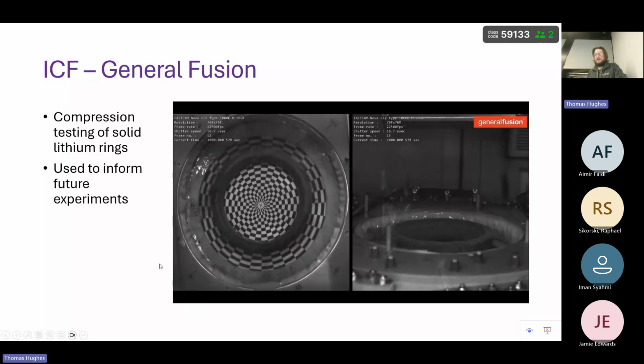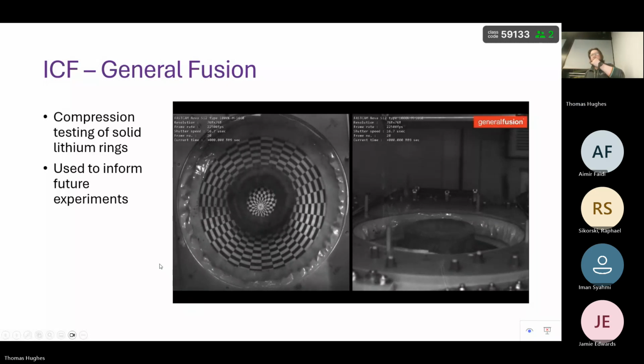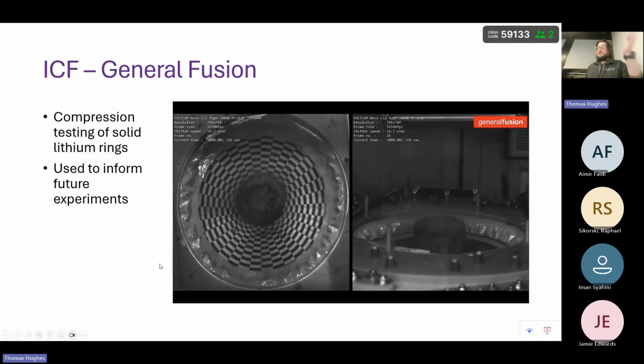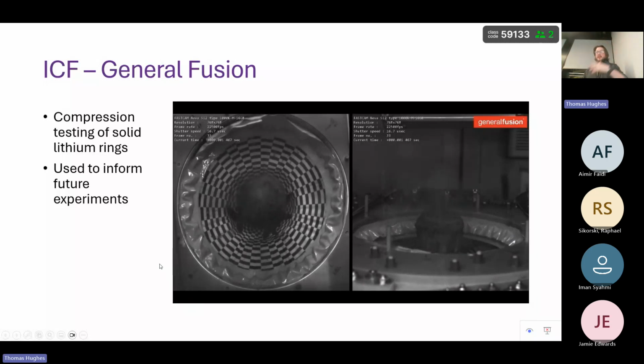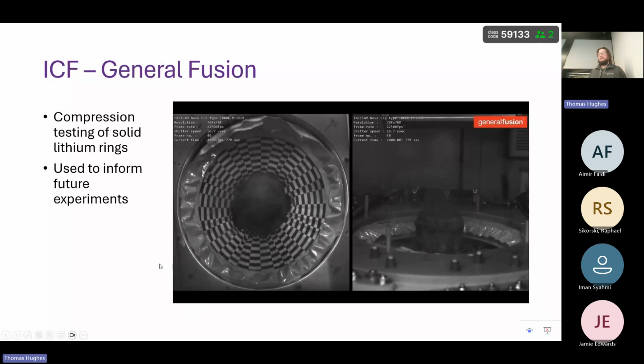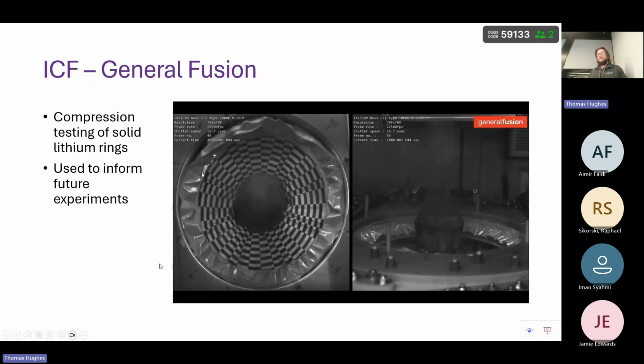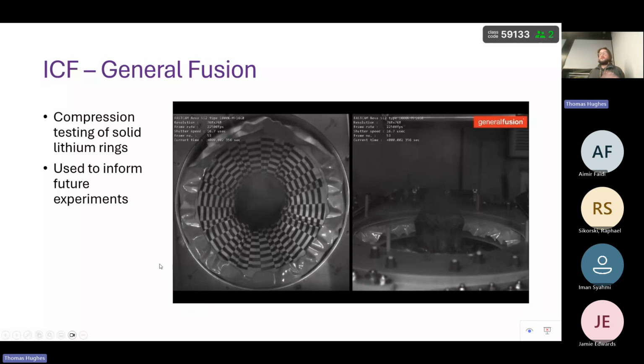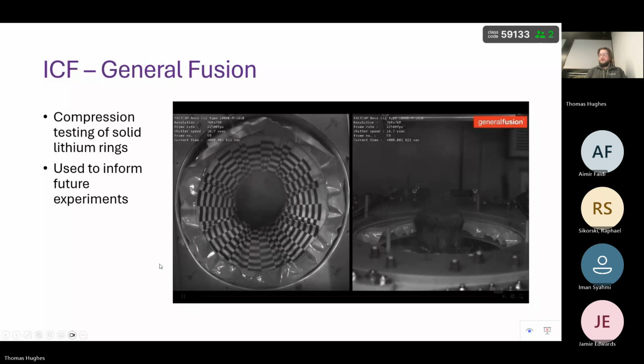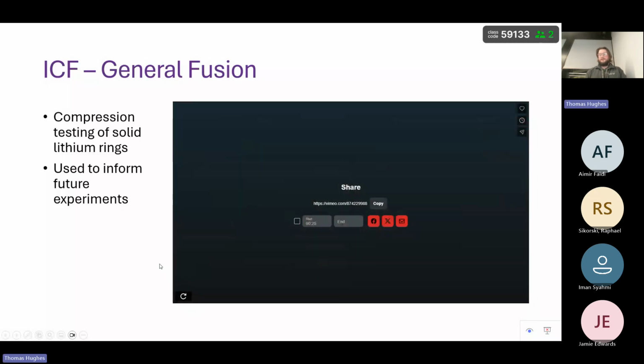You can see it's compressing there. So there's no plasma here. There's nothing like that, but they're just basically proving their piston system works, and they're using it to inform future experiments from future designs.